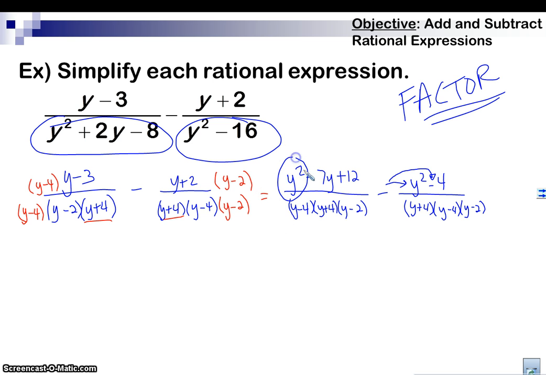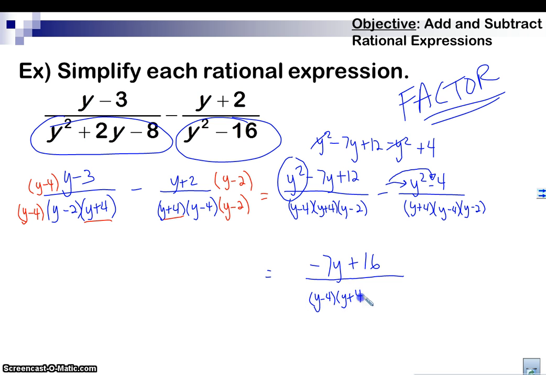We've got a y squared and a minus y squared. Let me rewrite this up here: y squared minus 7y plus 12 minus y squared plus 4. So I don't have any y squareds. My answer is going to be negative 7y plus 16 all over the entire common denominator, which was y minus 4 times y plus 4 times y minus 2. Again, you might want to multiply all this out, and you'll get a cubic there, but that's our answer.